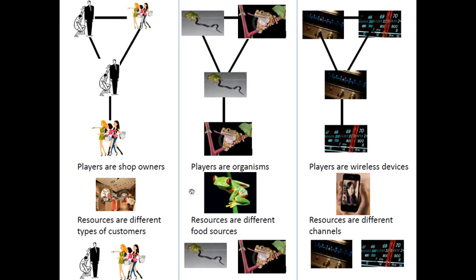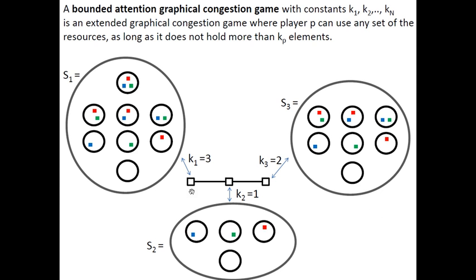I mean, a shop cannot sell millions of commodities at the same time, and a frog can only eat a limited number of different food sources. Wireless devices have limited power, and so they can only access a limited number of channels at the same time. And so I think a fairly important kind of system to consider is the kind of graphical congestion game which I call a bounded attention graphical congestion game.